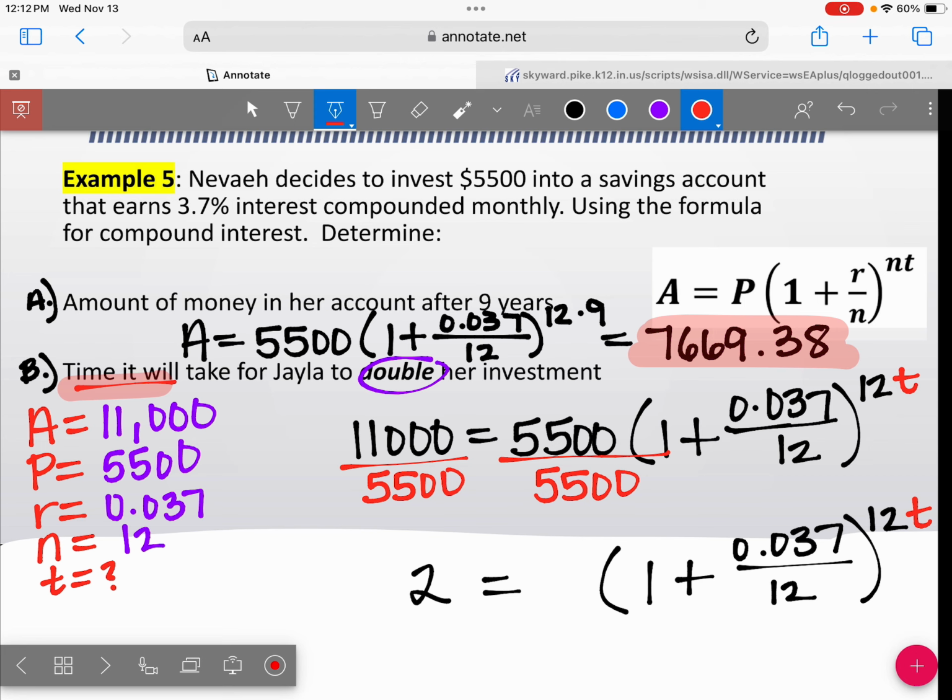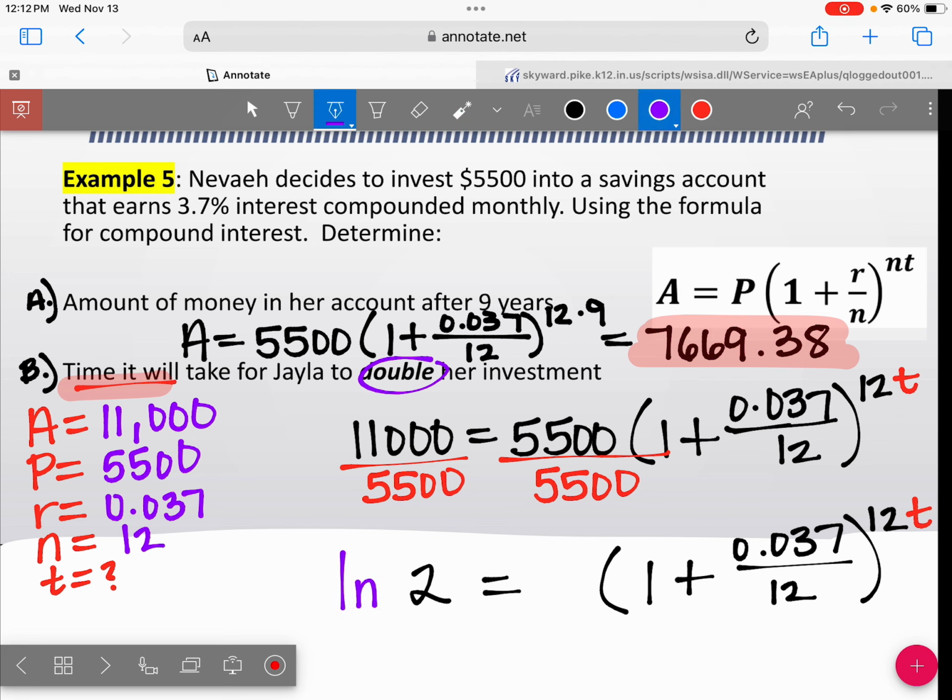Okay, so here we are. We got 2 equals that. So now we have an exponent. This is not as easy as the last one because we don't have a log that has a base that's this complicated. So it doesn't matter if we use a common log or a natural log. Either way, nothing is going to cancel. So which one do you want to go with? Natural log. I heard somebody say that.